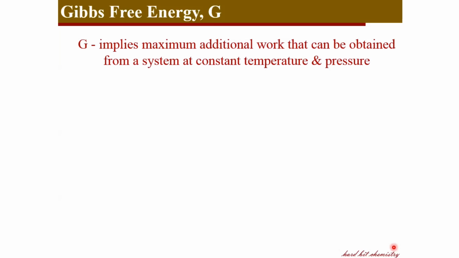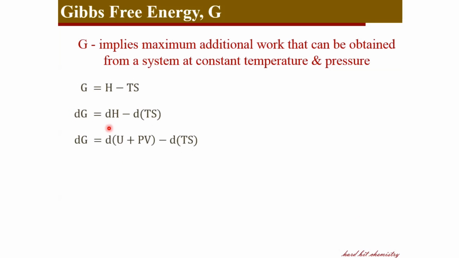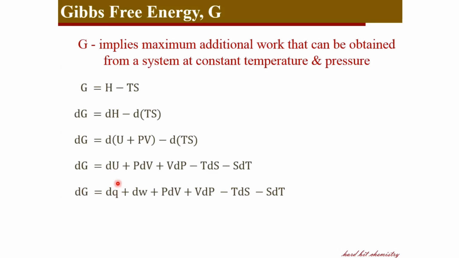And Gibbs free energy implies the maximum additional work that the system can perform at constant temperature and pressure. Let's see what this maximum additional work means. The change in free energy during a process can be given like this, and we can replace this enthalpy. By definition, it is internal energy plus the pressure-volume term, and by expanding the brackets, we can replace internal energy in terms of heat and work, and the equation grows in terms of heat and work.